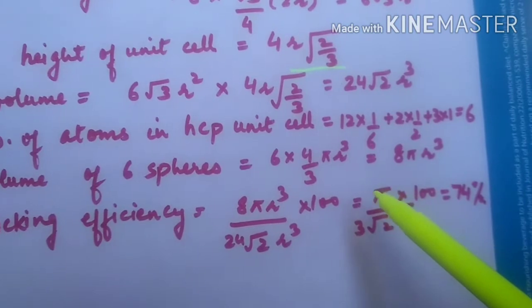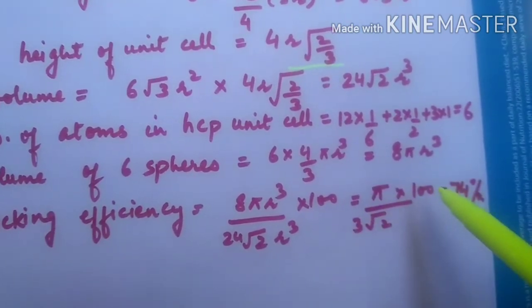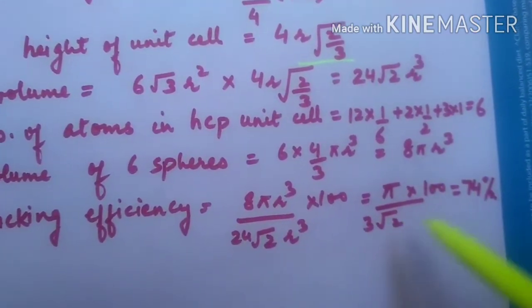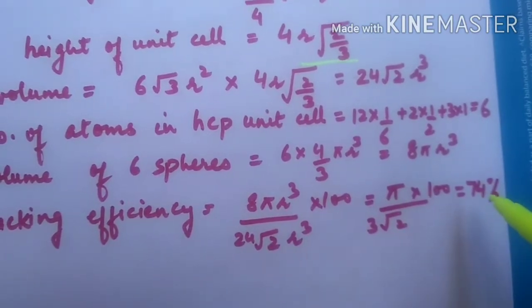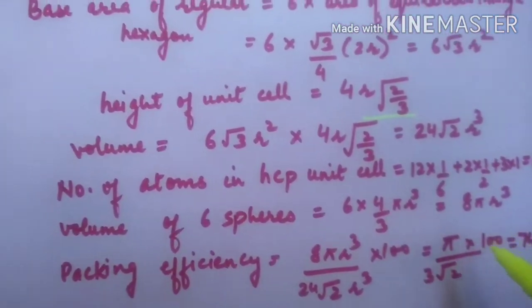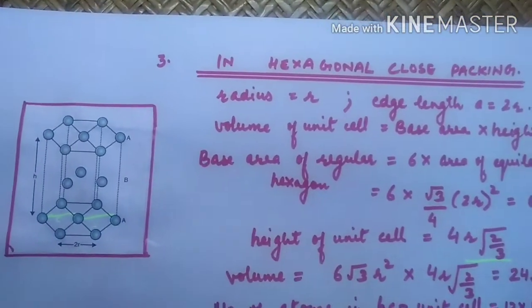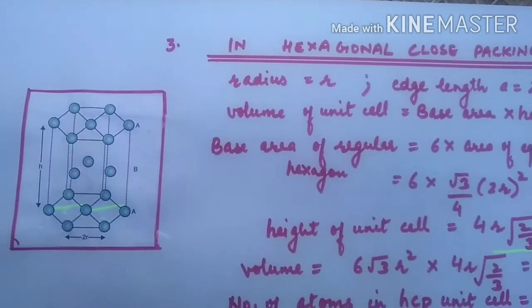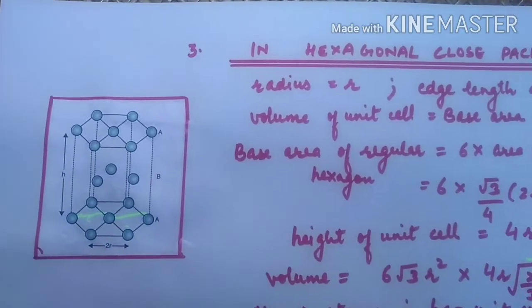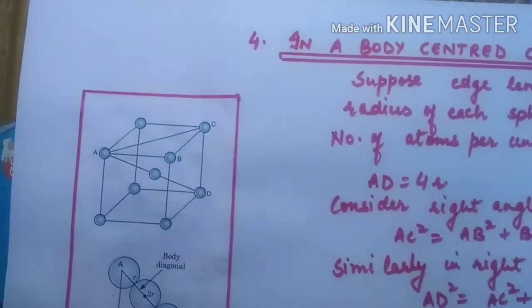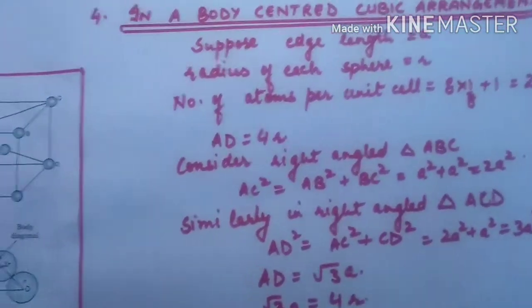What is left is pi by 3 root 2 into 100, which incidentally on solving again comes out to be 74%. So you have seen that in cubic close packing and in hexagonal close packing, the packing efficiency is the same, 74%. Both are equally stable, even though they have different numbers of atoms and different unit cells.